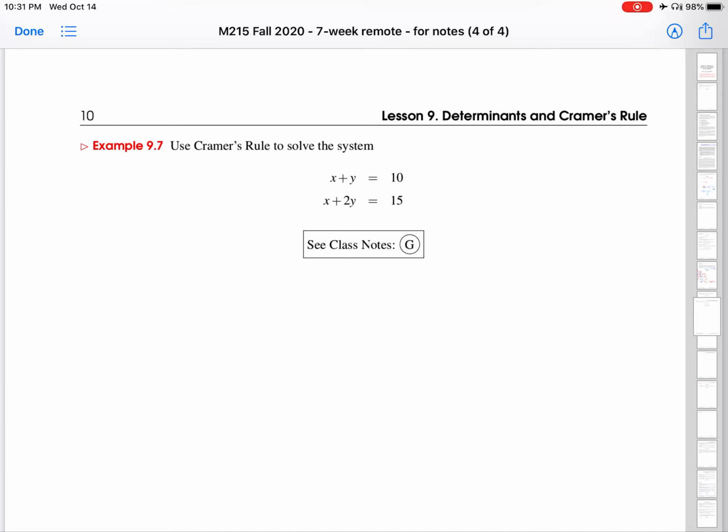Hi, this is Professor Fernandez working on class notes G in lesson 9. This is an example of how to use Cramer's rule to solve a system of linear equations.